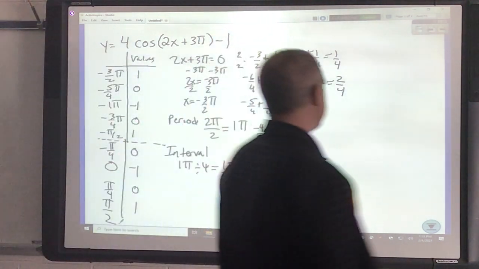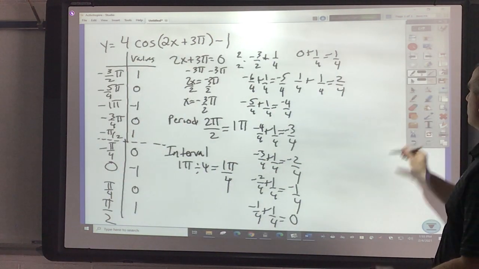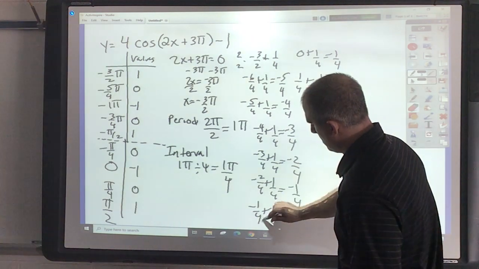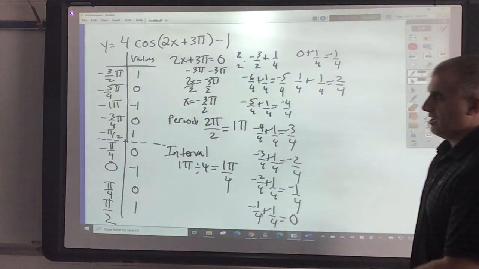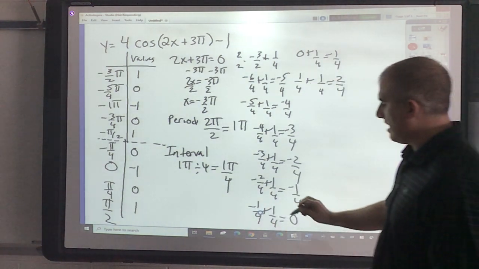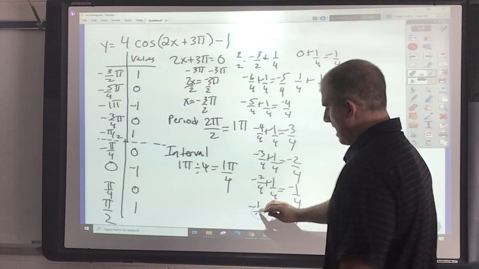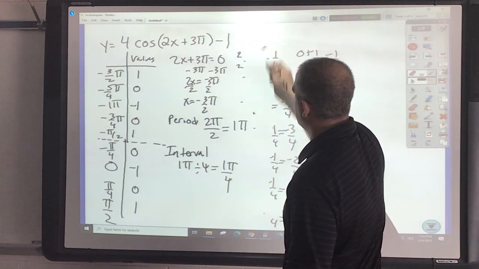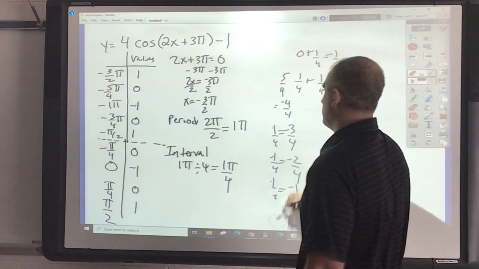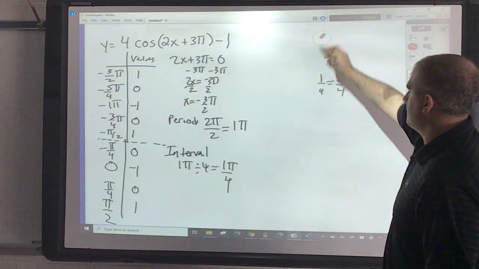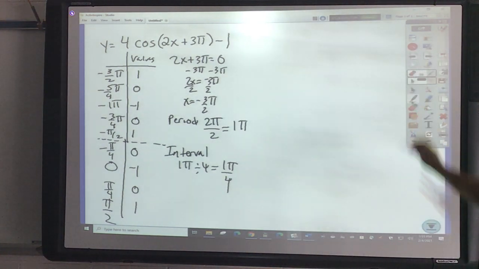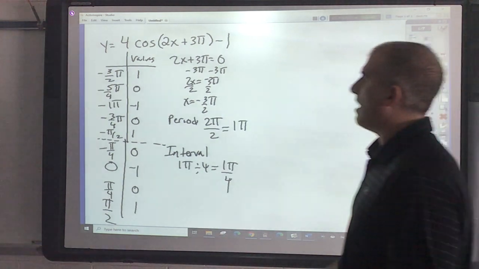I'm not going to leave the fractions up. Those are my angles. So if you look at that, I have some negative angles. That's not overly complicated to deal with as far as negative angles go. Now, before we do that, let's talk about what happens with values.